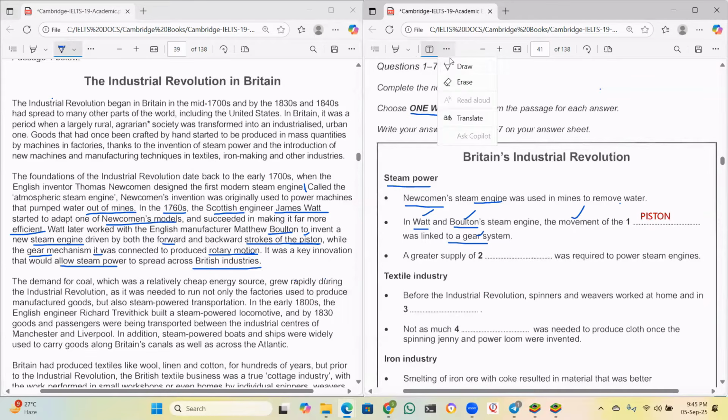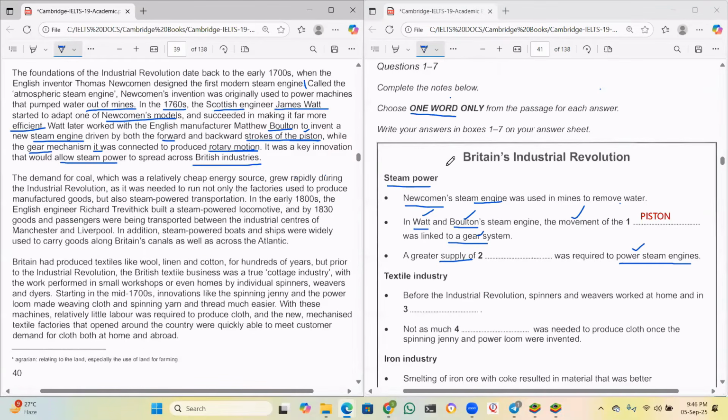Good. Now let's move to the next one. A greater supply of dash was required to power the steam engines. He's talking about powering the steam engines and supply. Let's keep reading further, because all this belongs to steam power. We might have our answer in this paragraph or the next paragraph.